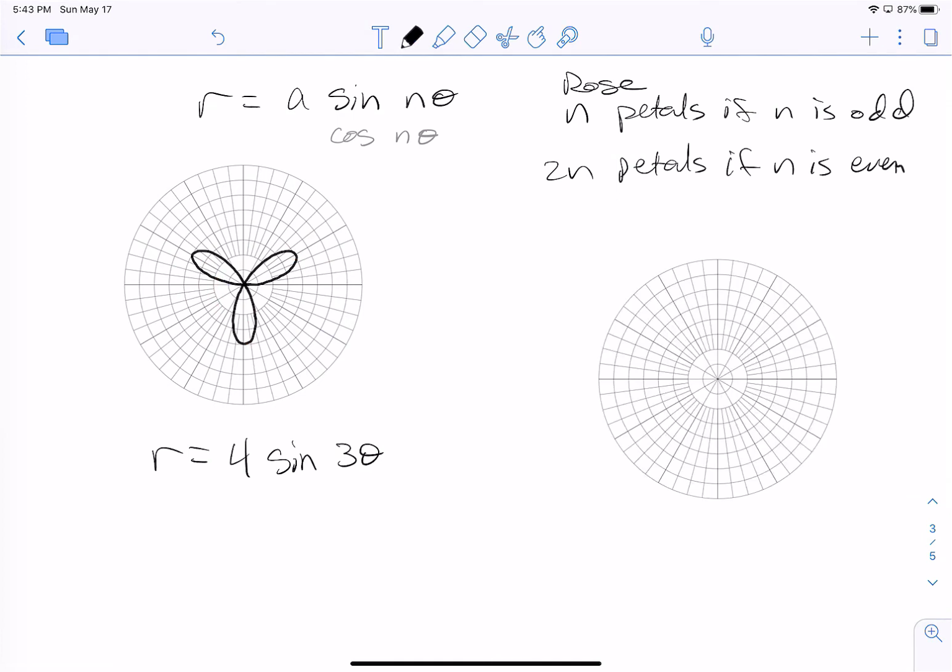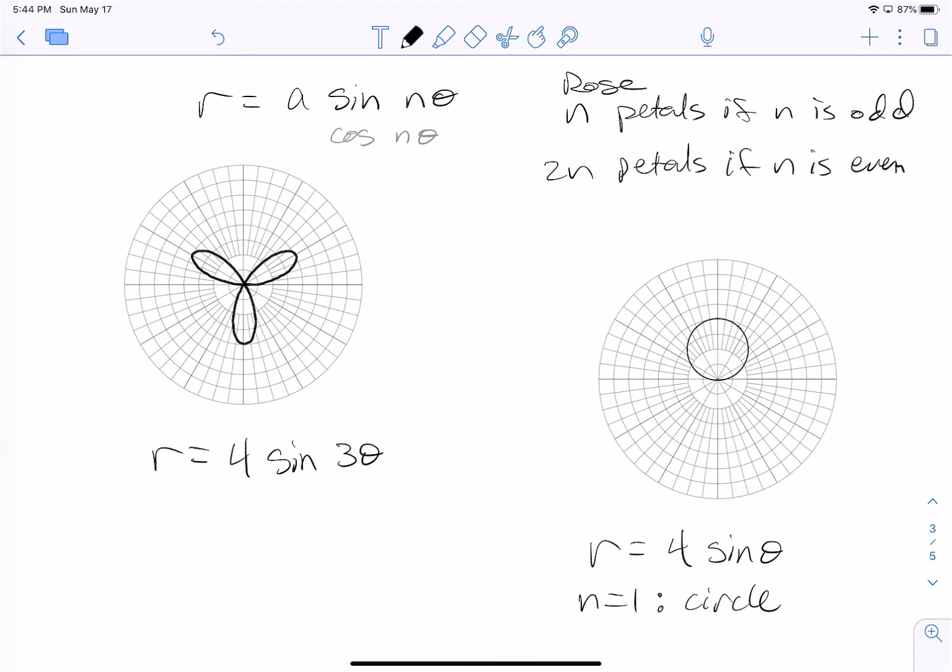So what if n is equal to 1? Like, suppose we have r is equal to, we'll say 4 times the sine of theta. This tells me I would have one petal, but what does a rose with one petal look like? Well, if n equals 1, it looks like a circle.